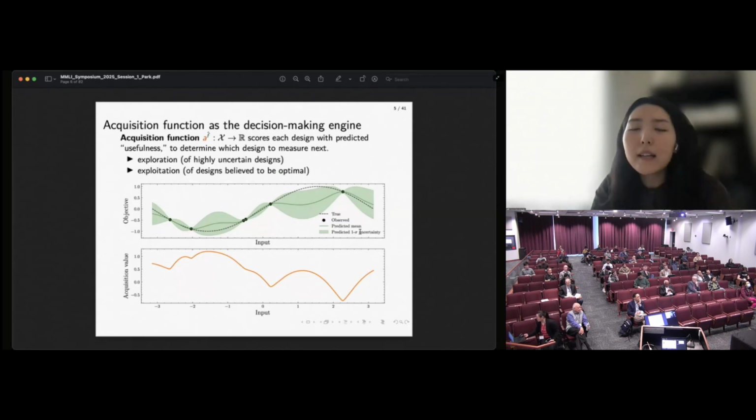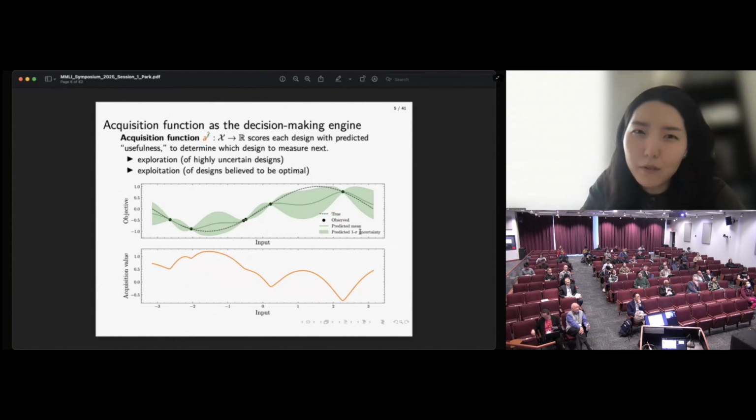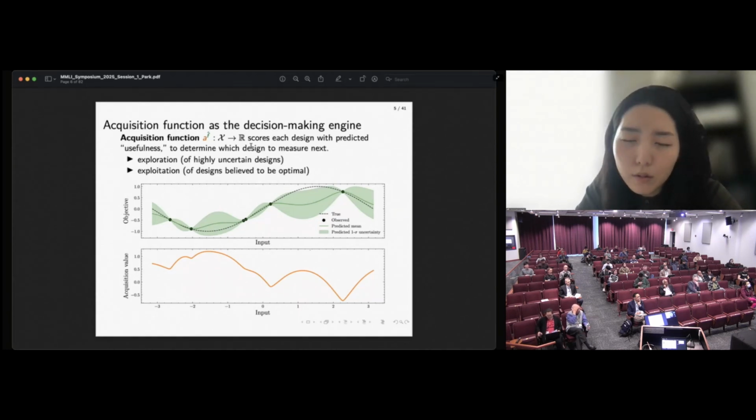And to decide which molecule to measure next, we use what's called the acquisition function. And this function takes a molecule and the predictions for that molecule, and then outputs a number, a score, where a higher score means the design is useful, so we should try to evaluate that.